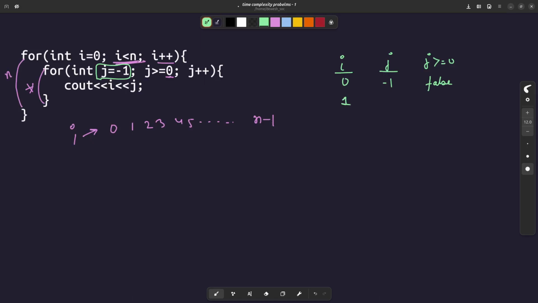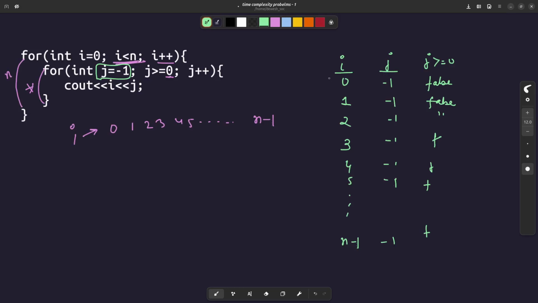Similarly, for i equal to 1, again, j is initialized with minus 1, condition is checked. Again, it will be false. It won't run. Similarly, for i equal to 2, i equal to 3, 4, 5, up to n minus 1. In each case, every time, j is initialized with minus 1 and the condition is false. In each case, it is always false. Hence, in each of these cases, the inner loop is not at all running.